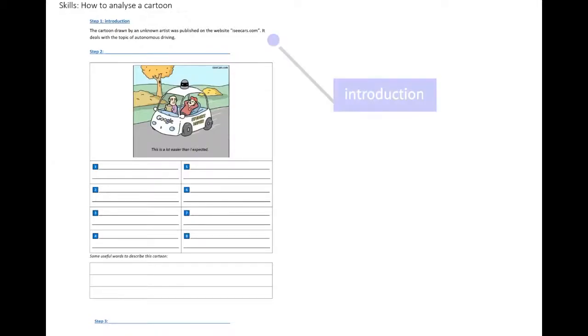The introduction is not too hard. Just say who drew the cartoon, where it was published, and what it's about. So for our case here, it would be: the cartoon drawn by an unknown artist was published on the website iCars.com. It deals with the topic of autonomous driving.